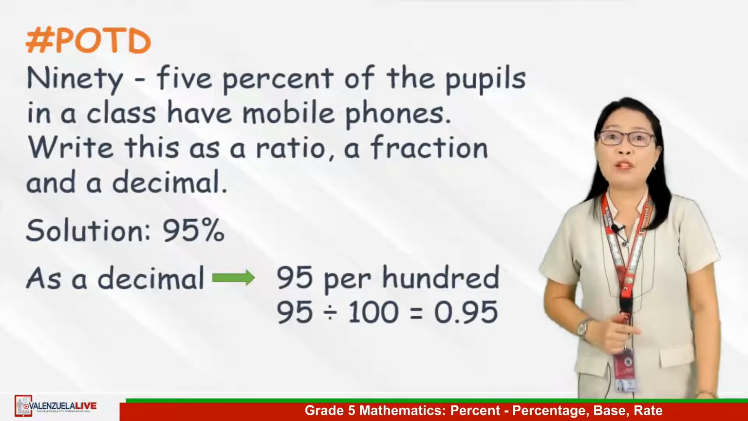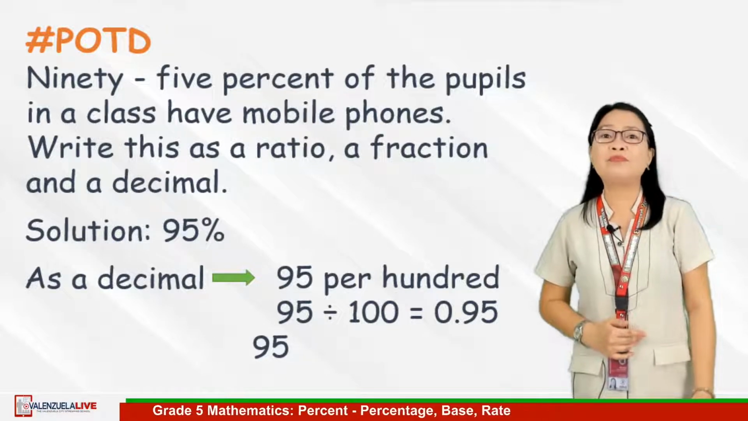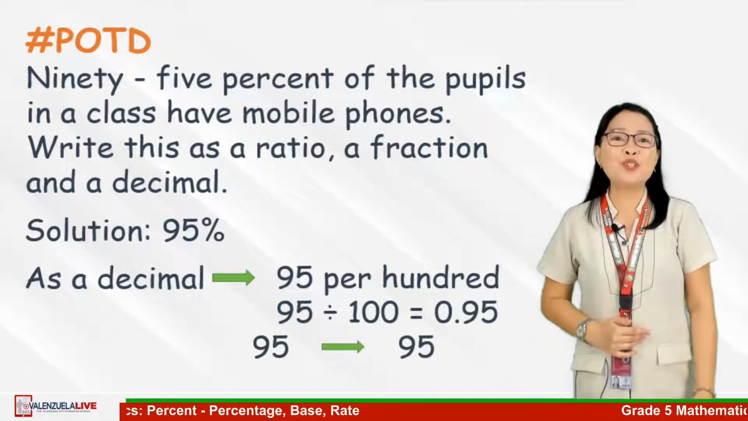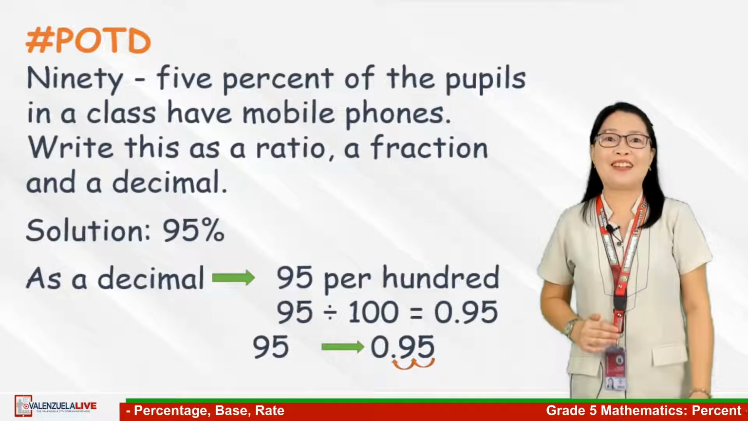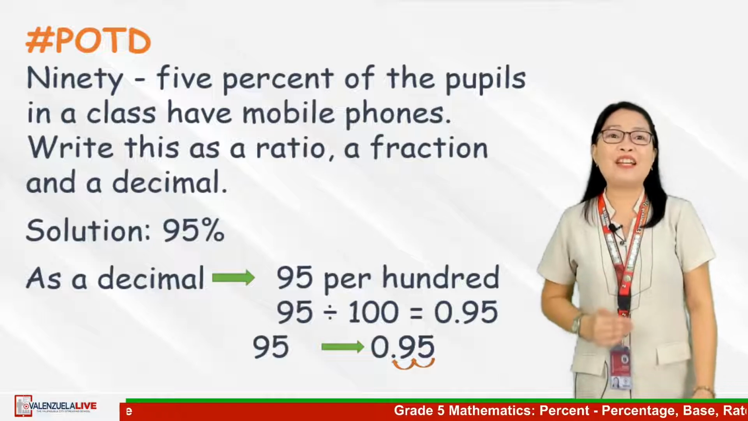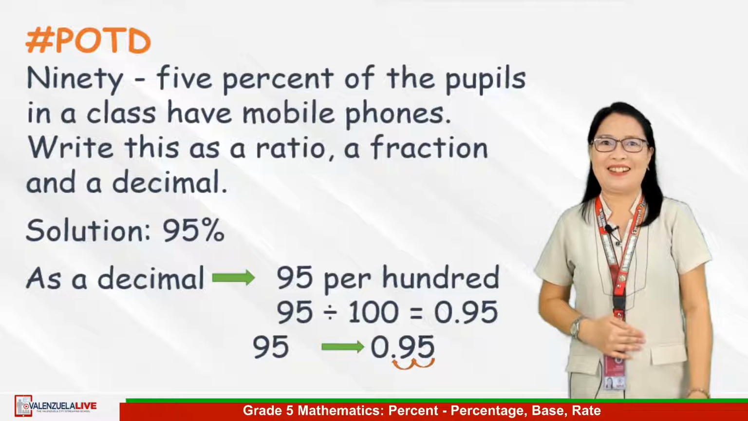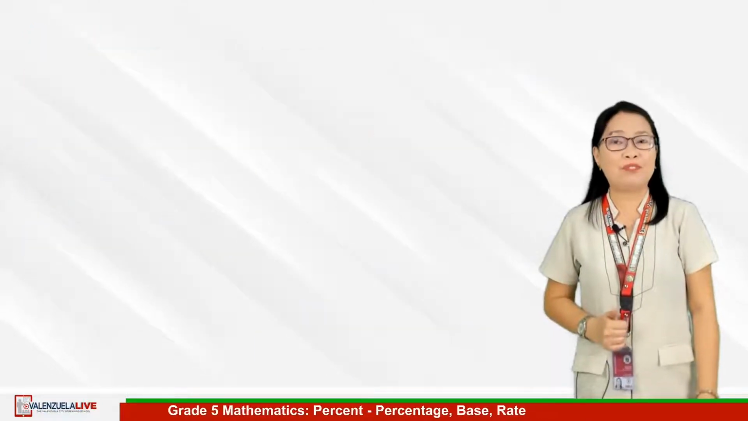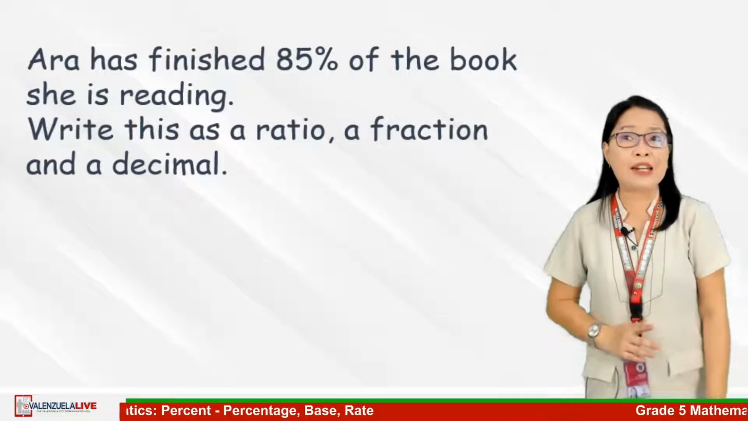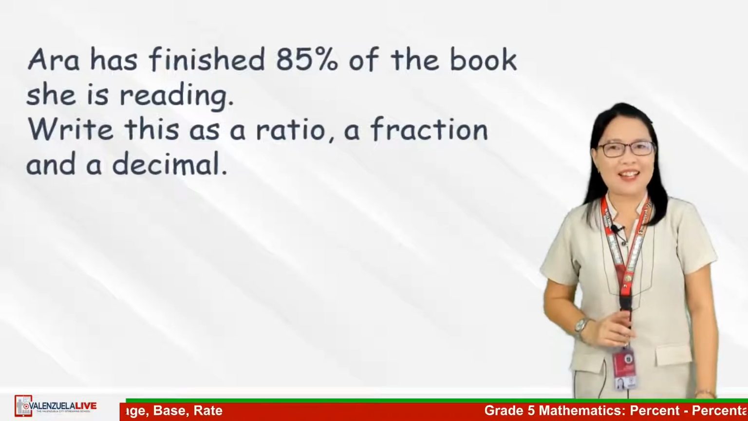There is a simpler way. All you have to do is remove the percent symbol. Now, move the decimal point 2 places to the left. So, that will be the equivalent. 95% is 95 hundredths. Okay, let's have another one. Ara has finished 85% of the book she is reading. Write this as a ratio, a fraction, and a decimal.